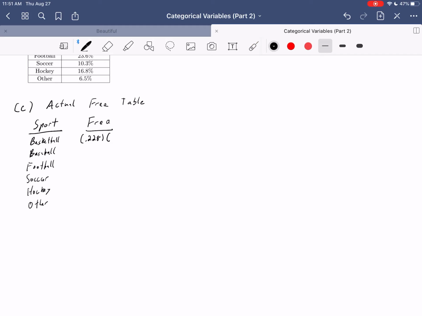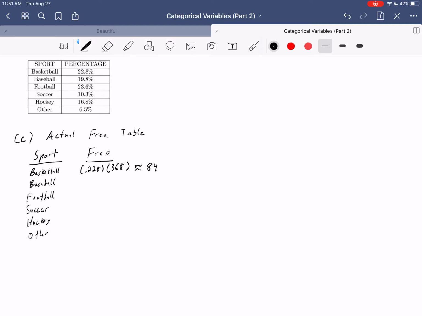We'll multiply by 368. So if we go ahead and do that multiplication on a calculator, 0.228 times 368, you should get something like 83.904. Of course, the frequency is an actual number of people, so it has to be a whole number. So we would say that that comes out, to the nearest whole number, 84, because it's 83.9, so we would round to 84. So what that means is that 84 people out of the 368 chose basketball. That gives us that 22.8%.